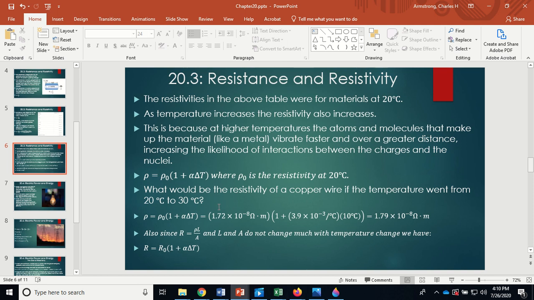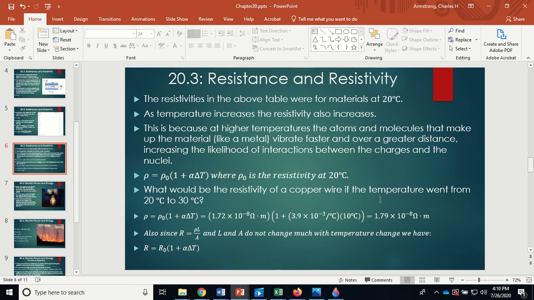So what we do is, rho is equal to rho 0, the rho at 20 degrees Celsius, times 1 plus alpha, this is the constant for how much the resistance goes up, times delta T, how much the temperature went up, where rho 0 is the resistivity at 20 degrees Celsius.